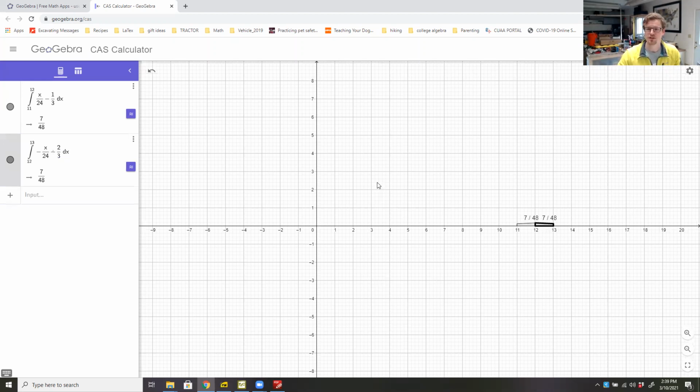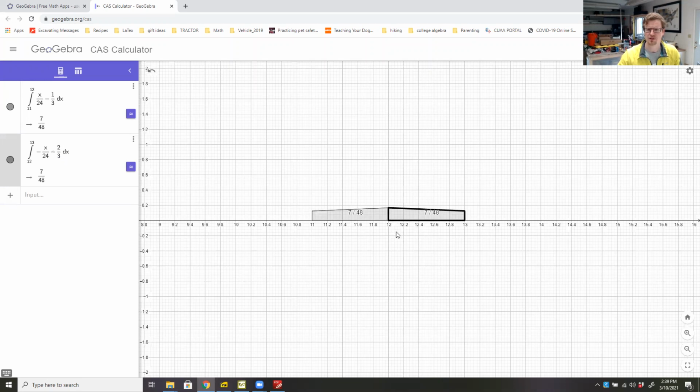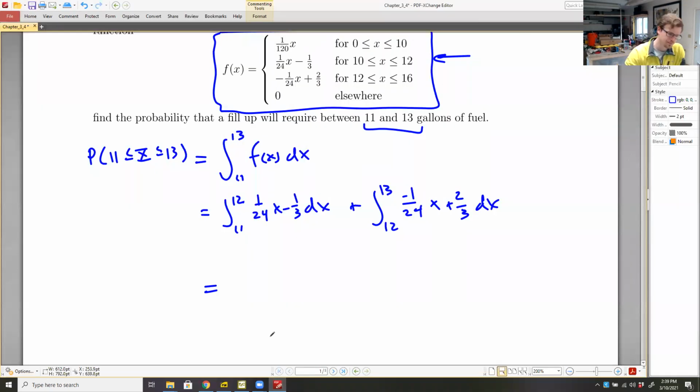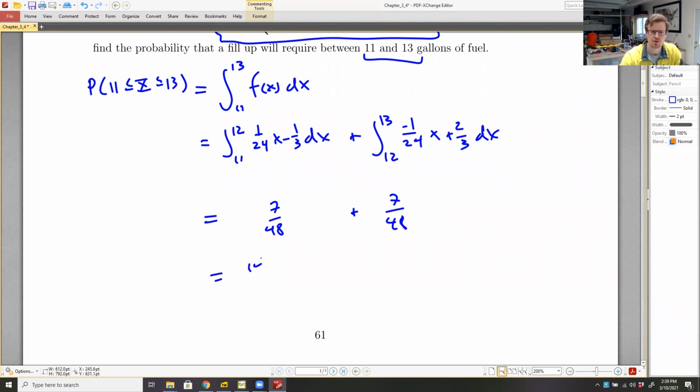What's really nice is over here, it gave us what the function looks like, shaded the regions, and tells us the area. That's kind of fun. All right, so we can return to our notes. If you wanted to work these out, that would be good. You can use GeoGebra to help you. Find that it's 7/48 plus 7/48, which is just 14/48, or divide both by 2 to get 7/24, and that's the probability. Excellent, and that's all that we needed.